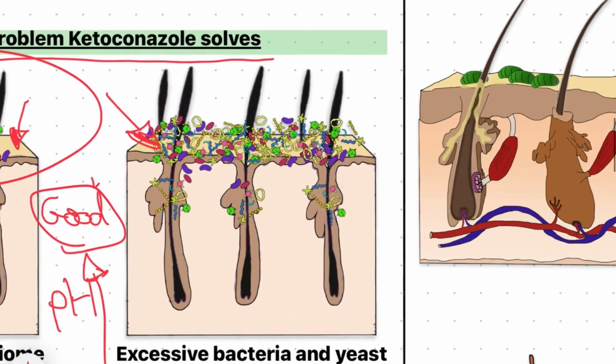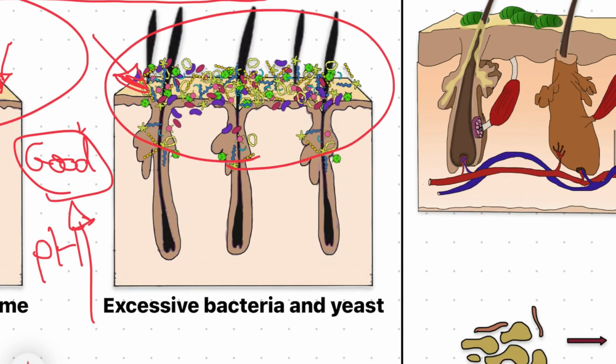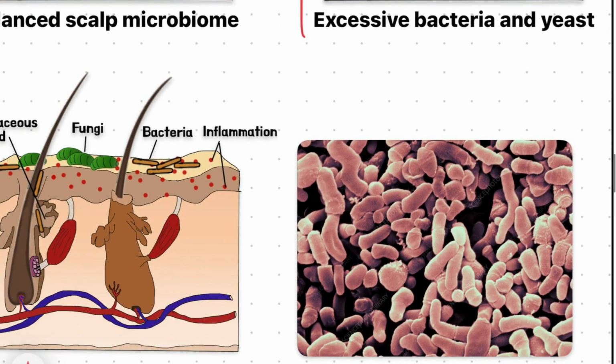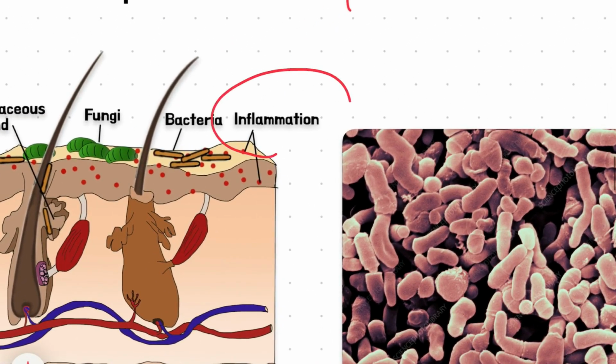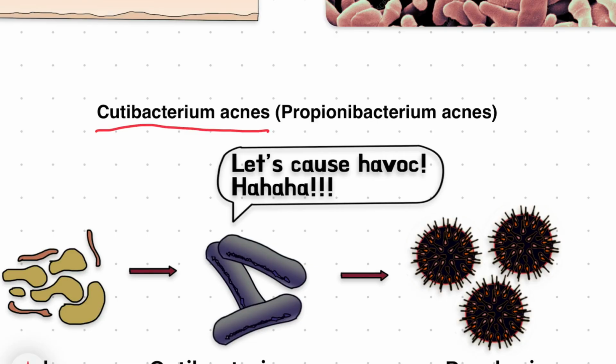The problem arises when we have excess proliferation of some of these microorganisms or when we get the wrong strains or kinds of microorganisms. And this is a problem because this can lead to excess inflammation, which we know can accelerate hair thinning and hair shedding. So let's look at C. acnes as an example.